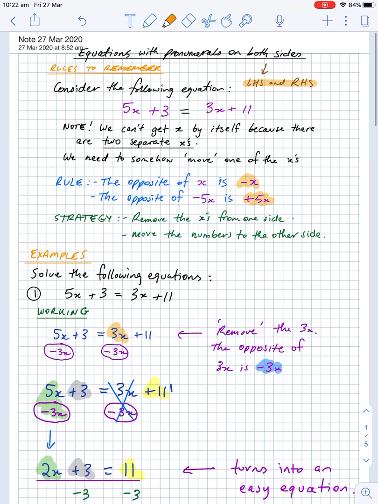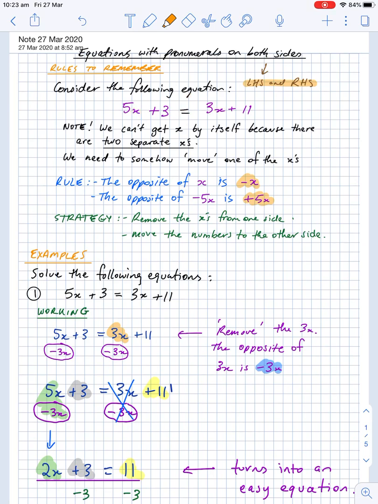Hi guys. So what we're doing today is we're working with equations with pronumerals on both sides. So remember this word pronumeral, that's pretty much just like a letter, like our X here. And we're dealing with them on both sides. So on the left-hand side and the right-hand side. So as you can see here, we've got an X on the left-hand side of this equal sign and an X on the right-hand side.